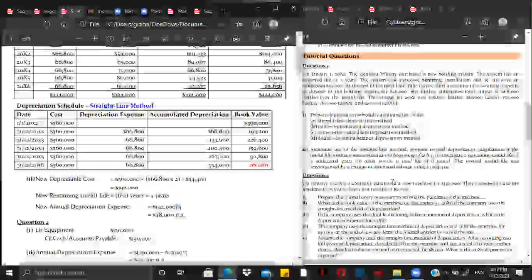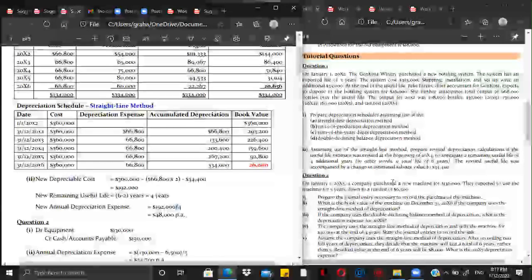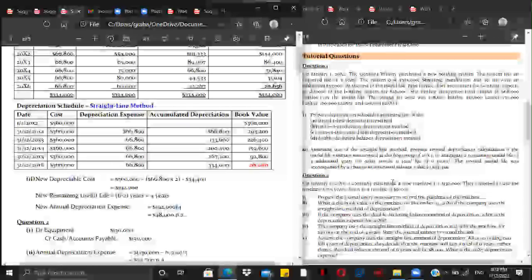Okay, so sum of the year's digits. What you do first is you calculate the sum of the year's digits, essentially. You use the expected life of the asset. In this question, the asset has 5 years, so we're going to add each year individually: 1 plus 2 plus 3 plus 4 plus 5, which is 15. But if the asset had, for instance, 3 years, we would add 1 plus 2 plus 3, so the sum of the years would have been 6 in that case.